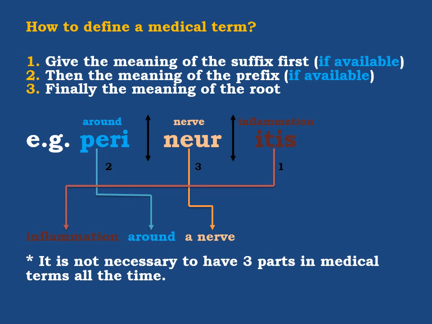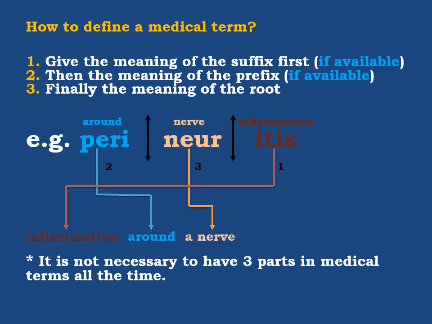And if you look at the numbers given here in black, number 1 is given for the suffix, which is itis. So we put the meaning of the suffix at the beginning. It should be number 1 when giving the full meaning. So inflammation comes at the beginning. Then peri, which is the prefix, number 2. It should come next. And the number 3, which is the nerve, comes last. So the full meaning will be inflammation around a nerve.